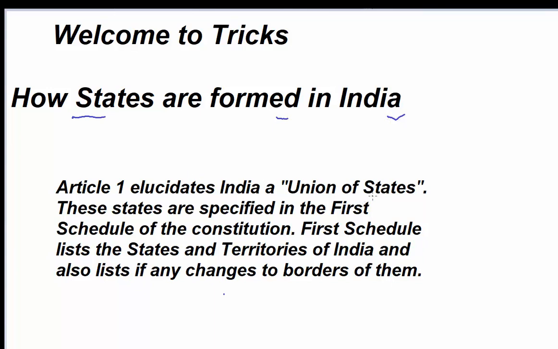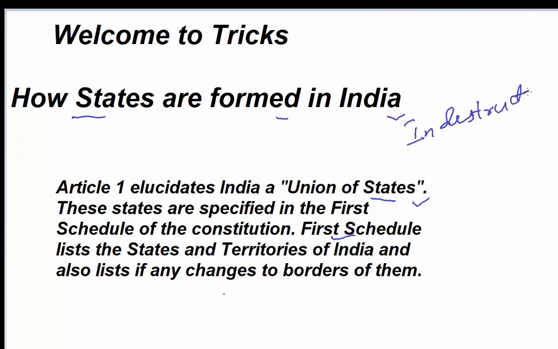Article 1 mentions India as a union of states and these states are specified in the first schedule of the Constitution. Union of states means that India as a union is indestructible.